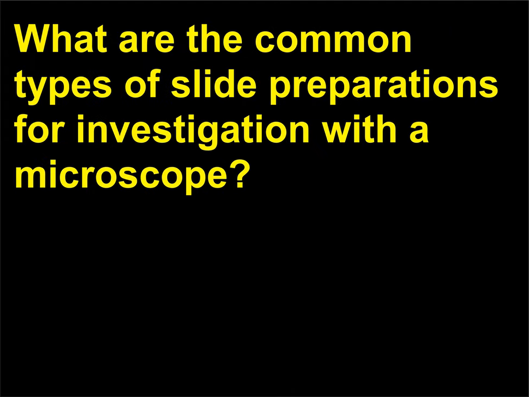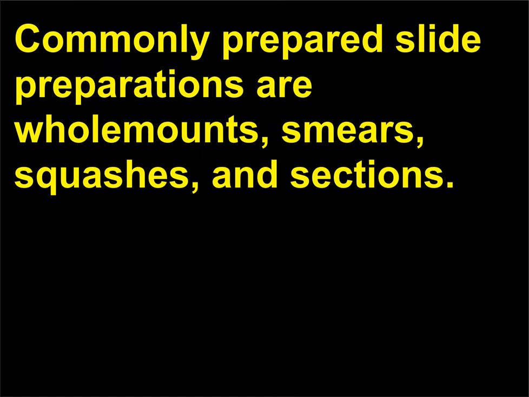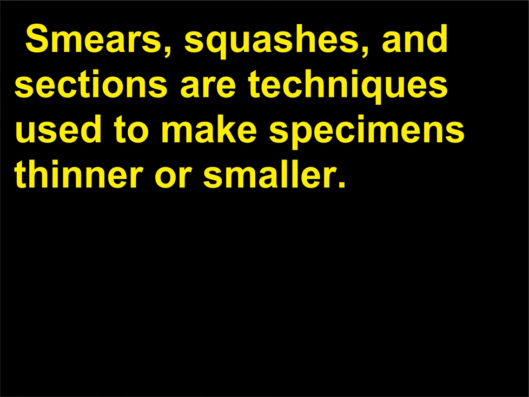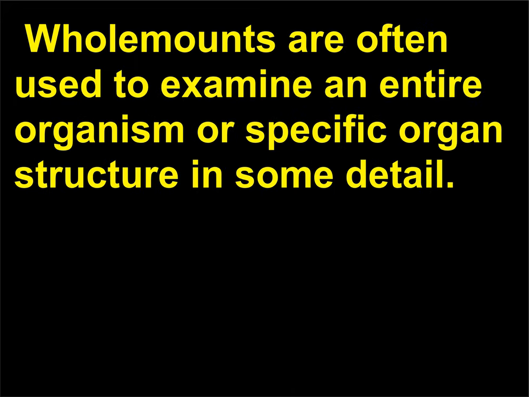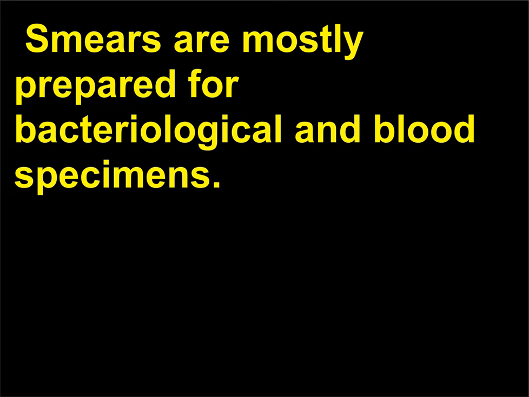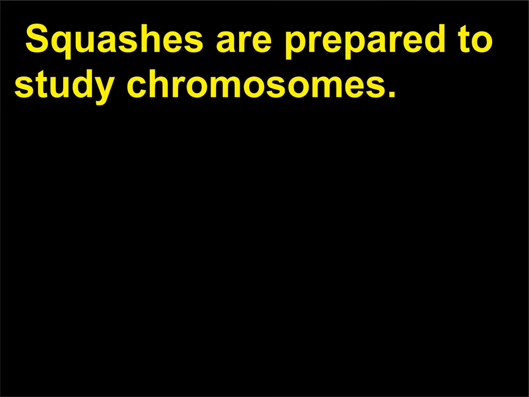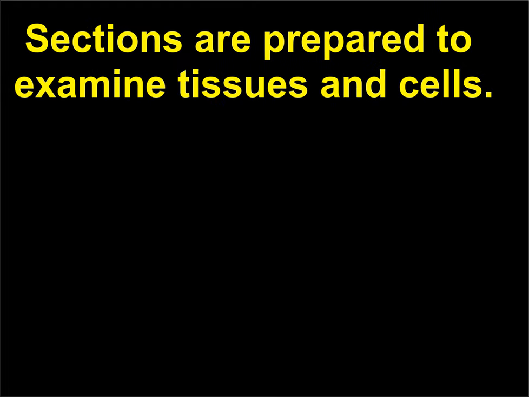What are the common types of slide preparations for investigation with a microscope? Commonly prepared slide preparations are whole mounts, smears, squashes, and sections. Smears, squashes, and sections are techniques used to make specimens thinner or smaller. Whole mounts are often used to examine an entire organism or specific organ structure in some detail. Smears are mostly prepared for bacteriological and blood specimens. Squashes are prepared to study chromosomes. Sections are prepared to examine tissues and cells.